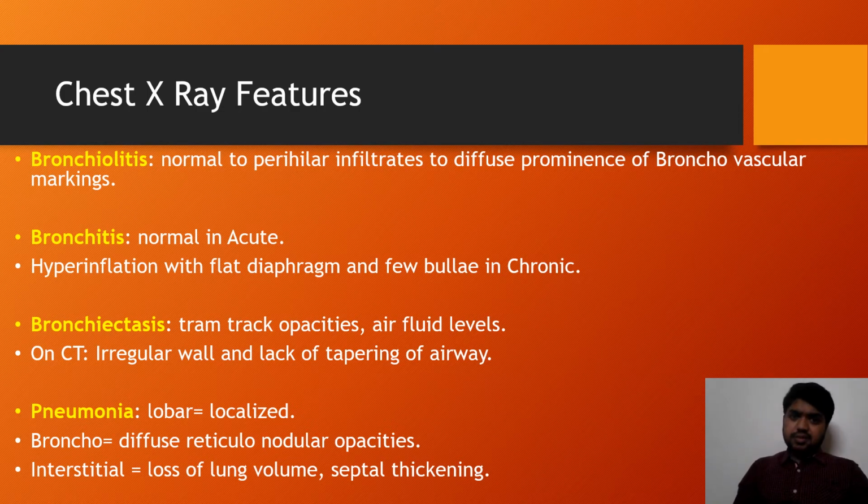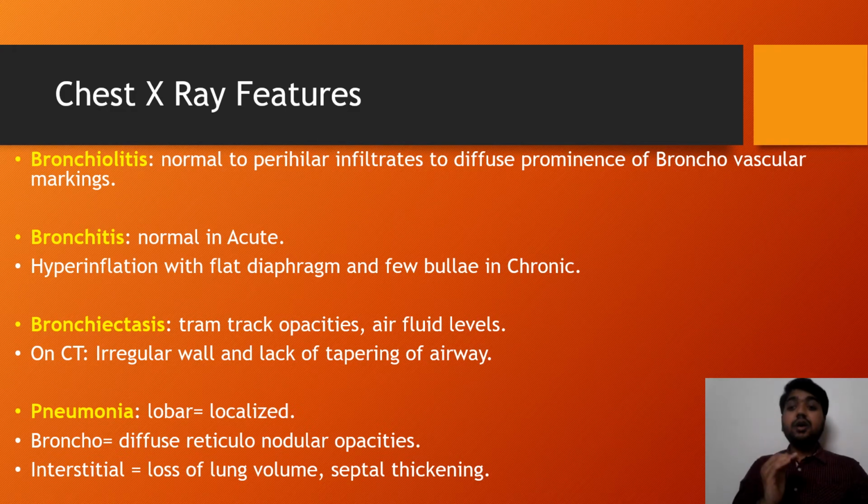So in bronchiolitis, how do we see it on X-ray? It can be normal. Most of the time it will be normal, or show some perihilar infiltrates or diffuse prominence of bronchovascular markings. When it comes to bronchitis, if it is acute bronchitis, you will see a normal X-ray or some hyperinflation of the chest or flattening of the diaphragms. A few bullae if it is chronic, because when it goes into chronic, you can see the bullae appearance on the X-ray.